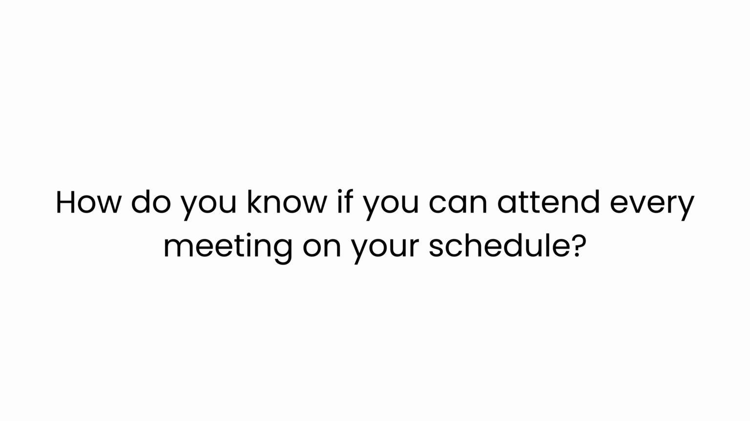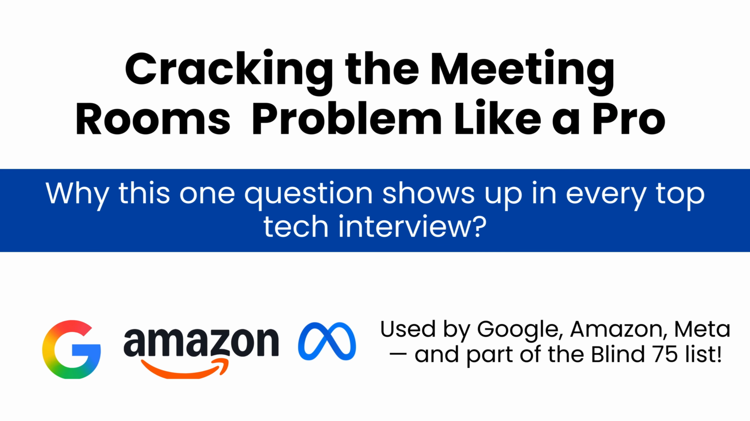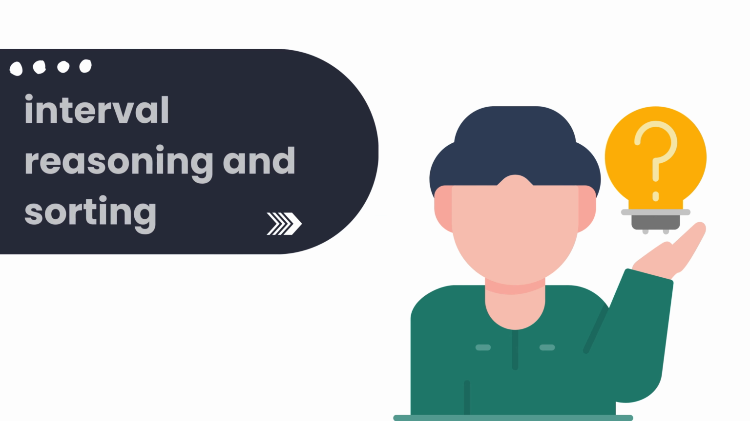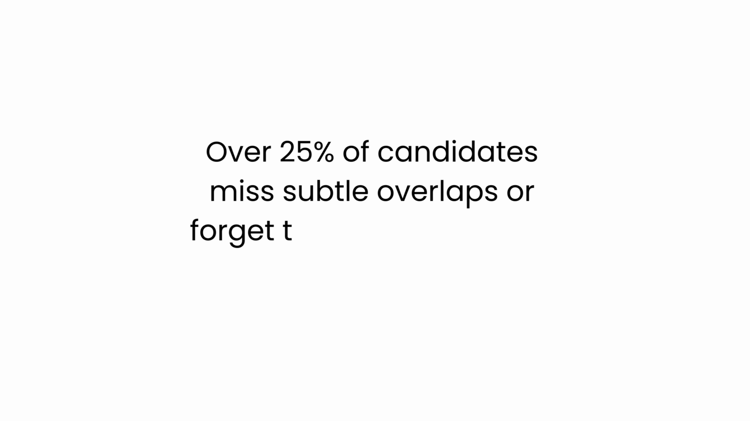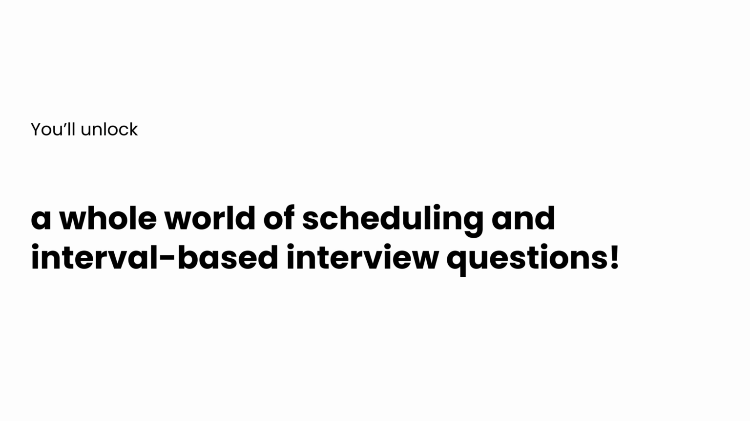How do you know if you can attend every meeting on your schedule? Meeting Rooms is a Pattern Mastery 100 favorite and a classic warm-up at Google, Amazon, and Meta for interval reasoning and sorting. Over 25% of candidates miss subtle overlaps or forget to handle back-to-back meetings. Master this. Unlock a whole world of scheduling and interval-based interview questions.